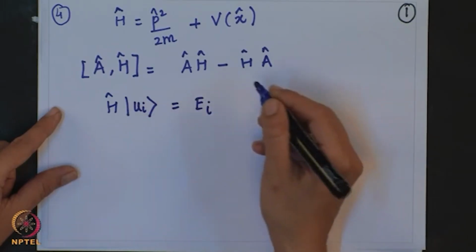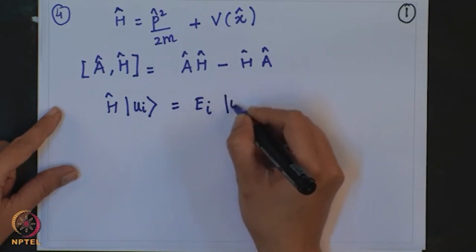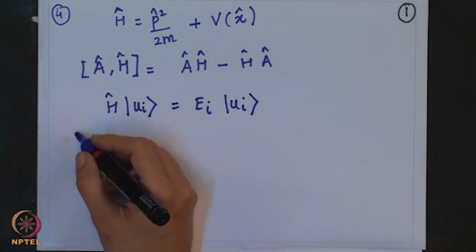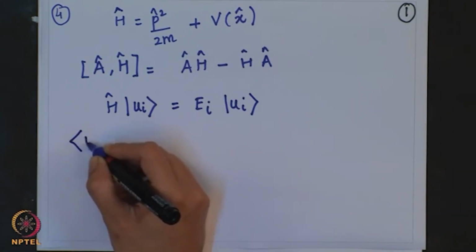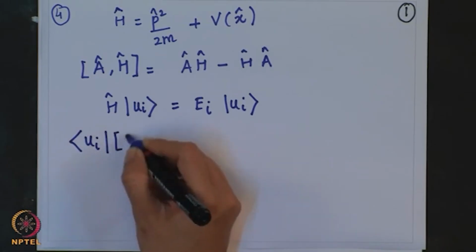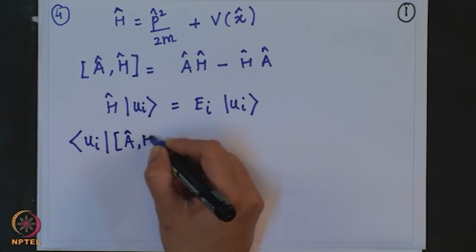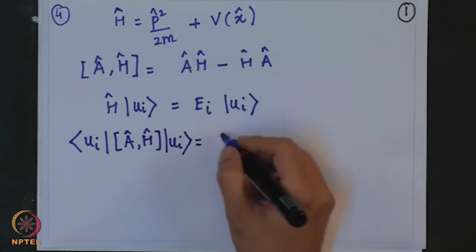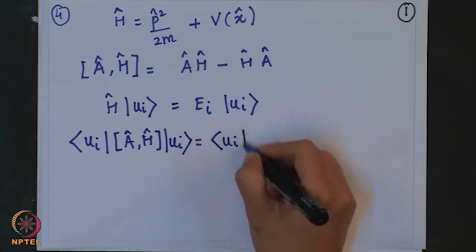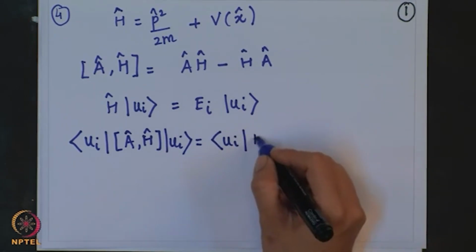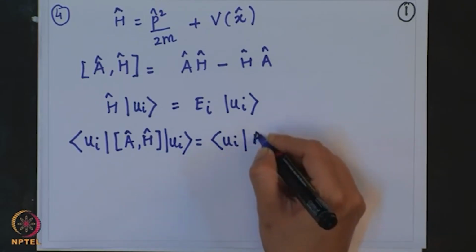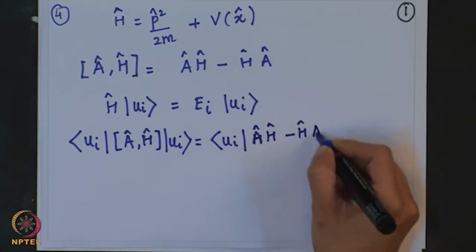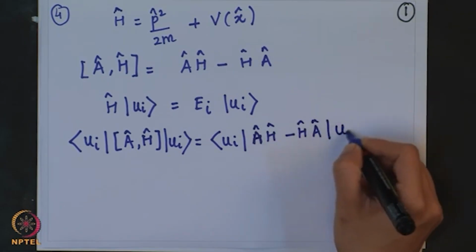Now, you are also given that H, when operated on the eigenstate, will give you an energy eigenvalue, H ui equals Ei ui. This is known. Now, let us compute ui, commutator of A and H, ui. This commutator I have written here will be ui, A H minus H A, ui.